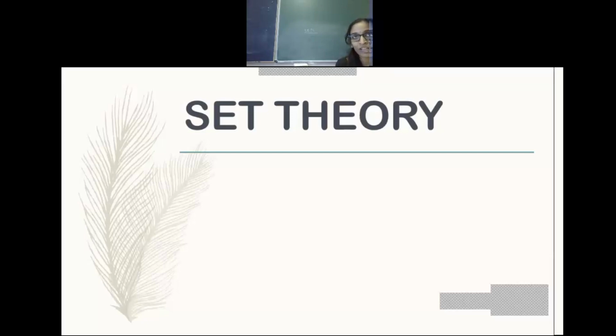For example, vowels in English alphabets can be a set, novels written by Chetan Bhagat can be a set, and Rivers of India can be a set. If you observe, all the above mentioned examples are specific and well defined. Now let me reframe my definition of sets. A set is a collection of well defined objects.